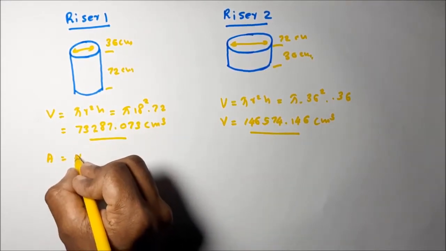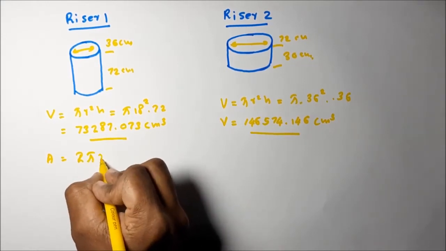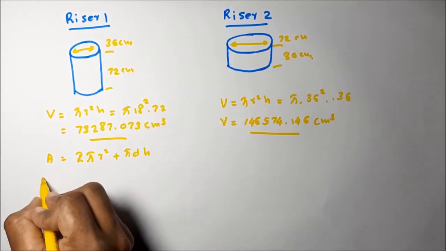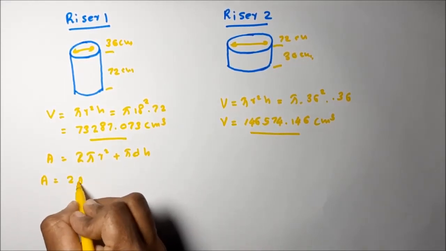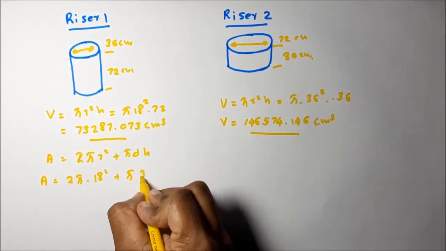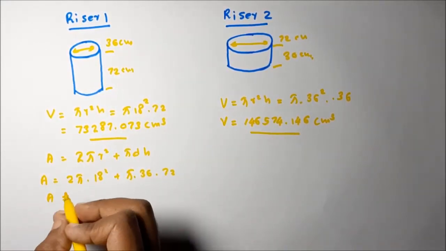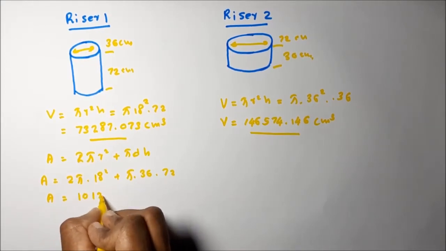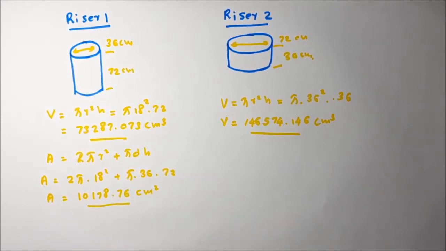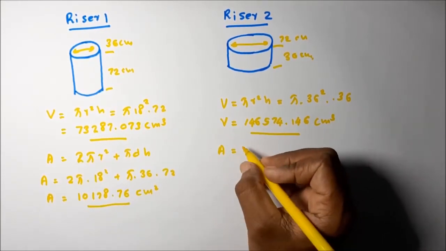And if you calculate the surface area, how to calculate surface area? A is equal to 2 π r square plus π d h. What is r? 18 squared, plus π, what is the diameter? 36. What is the h? 72. If you calculate the A, it will give 10,178.76 square centimeters.